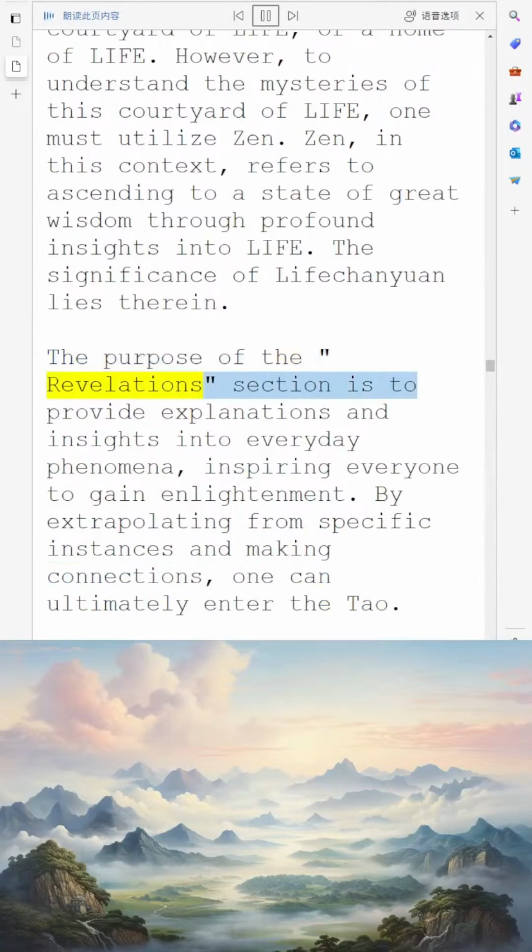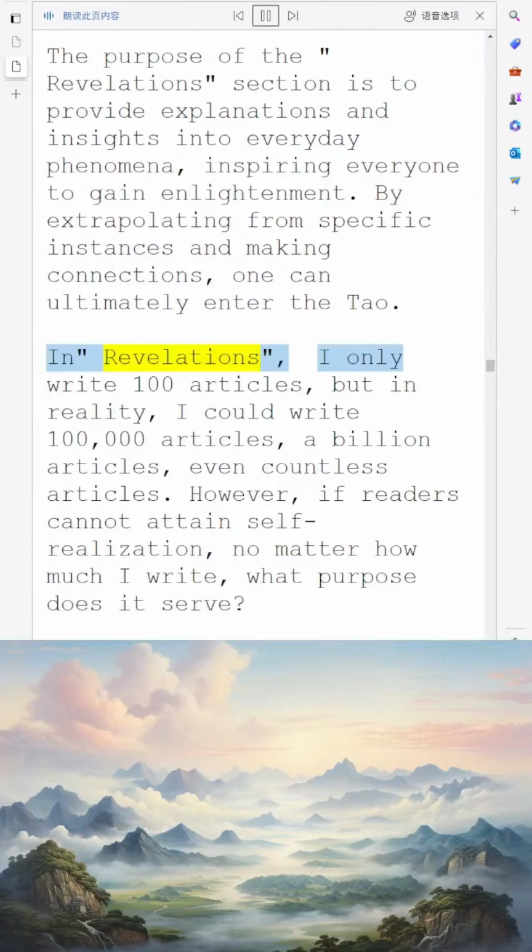The purpose of the Revelations section is to provide explanations and insights into everyday phenomena, inspiring everyone to gain enlightenment. By extrapolating from specific instances and making connections, one can ultimately enter the Tao. In Revelations, I only write 100 articles, but in reality, I could write 100,000 articles, a billion articles, even countless articles. However, if readers cannot attain self-realization, no matter how much I write, what purpose does it serve?